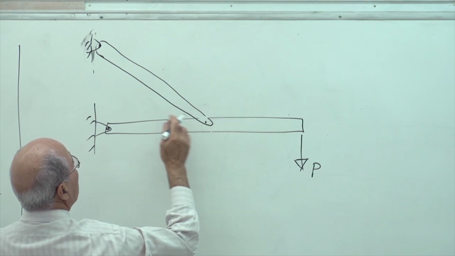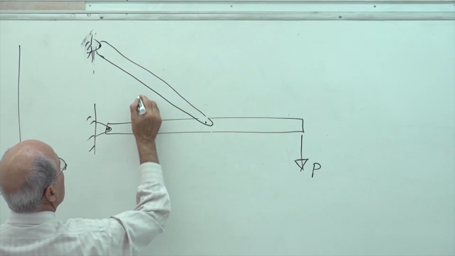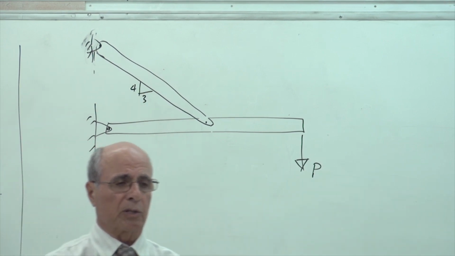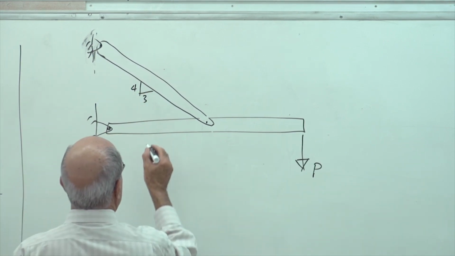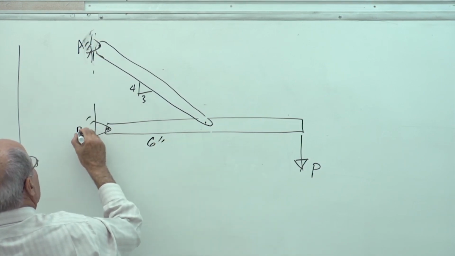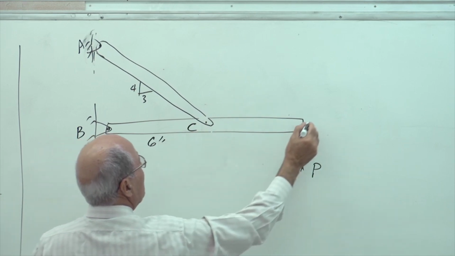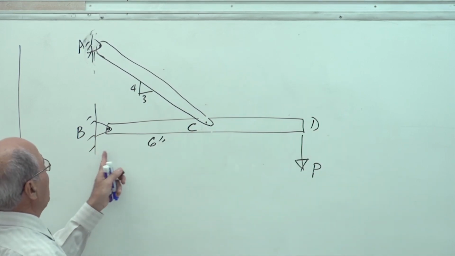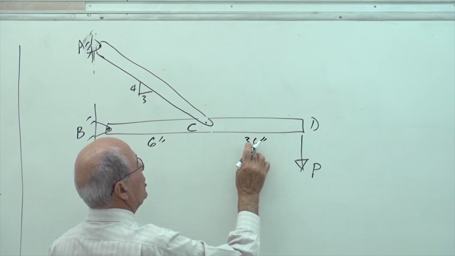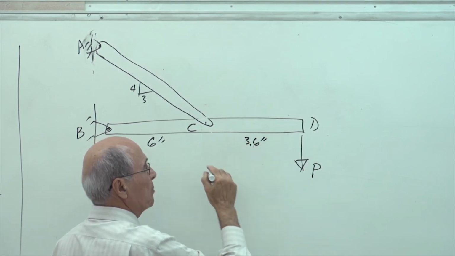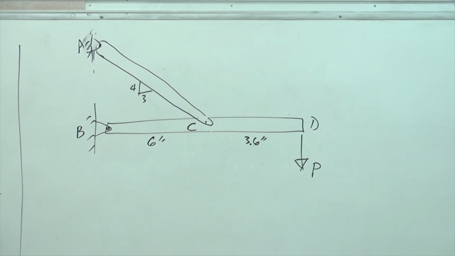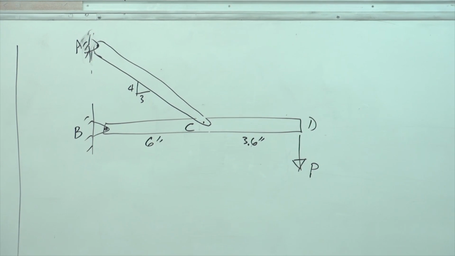And the way it's given, this is 8 inch, this is 6 inch. So the slope of that is 3 run and 4 rise. And I believe this is A. They call this one A, this point B, this point C, this point D. And BC is 6 inches and CD is 3.6 inches, given to you. The more detail comes as we go forward. I ask you to look at the more detail of it. But the point is this.